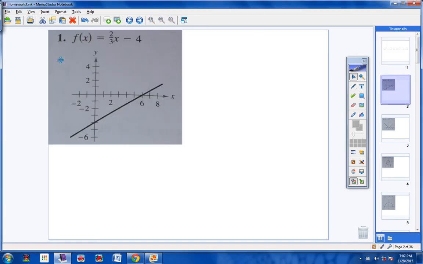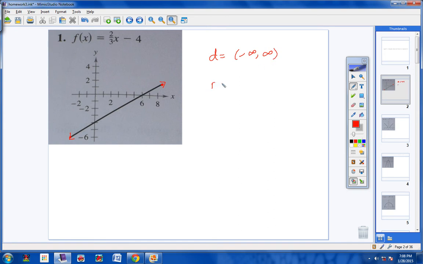Numbers 1 through 9, the directions say to find the domain and the range of the function. So for number 1, do understand that we are to assume there's no point here, so it continues this way. There's no point here, so it continues this way. So this graph will continue on and on to the left for the domain. It will continue on and on to the right for the domain. So the domain for this function would be negative infinity, positive infinity. Remember, you always use parentheses for infinity.